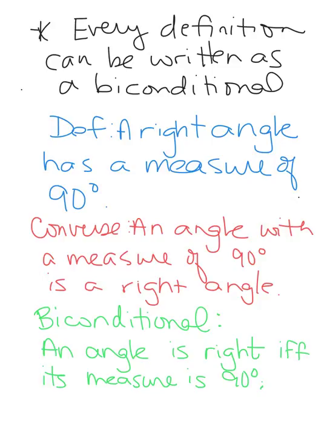Every definition can be written as a biconditional. So for example, if I take the definition of a right angle, a right angle has a measure of 90 degrees, the converse is an angle with a measure of 90 degrees is a right angle. Now I can combine them into a biconditional and say an angle is right if and only if its measure is 90 degrees.